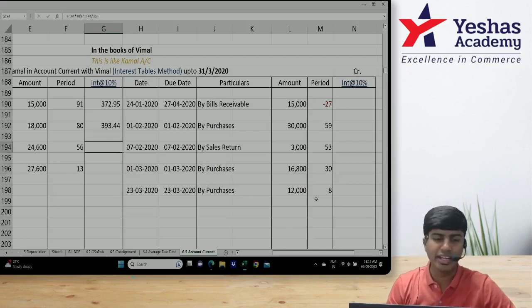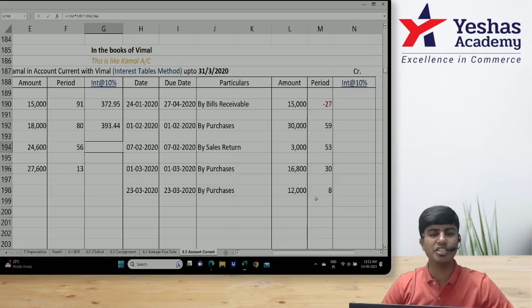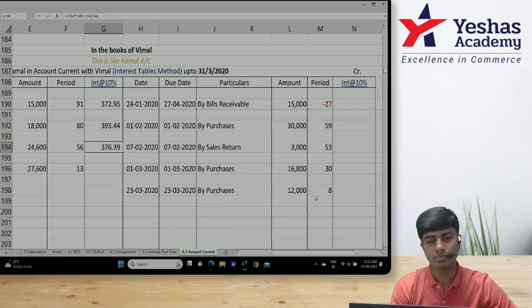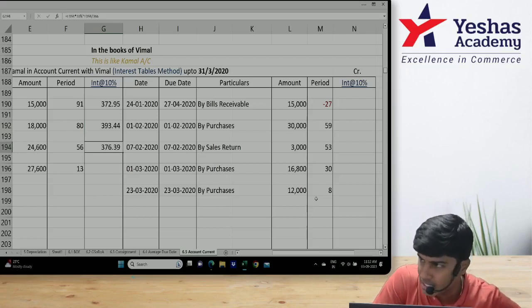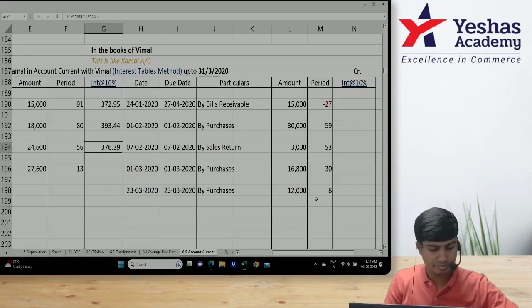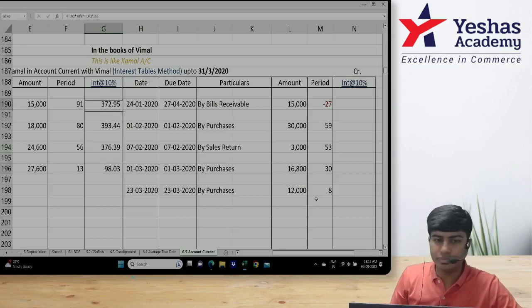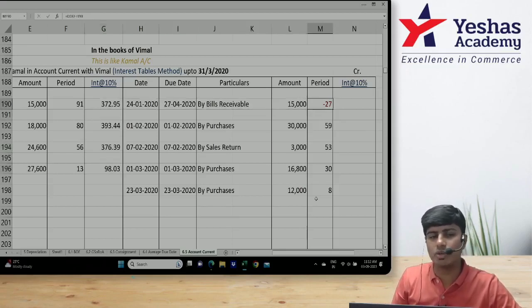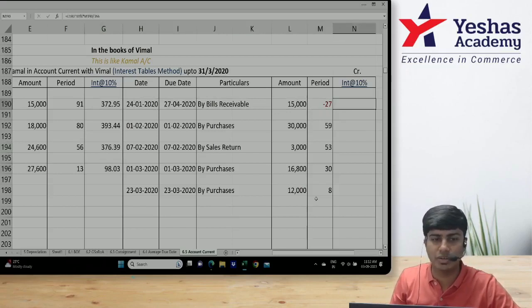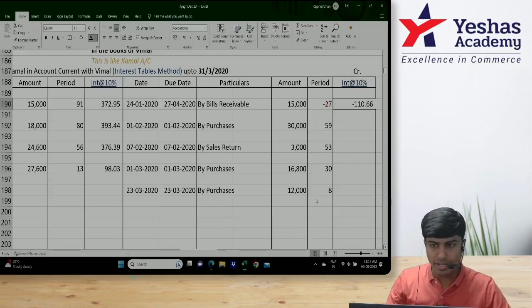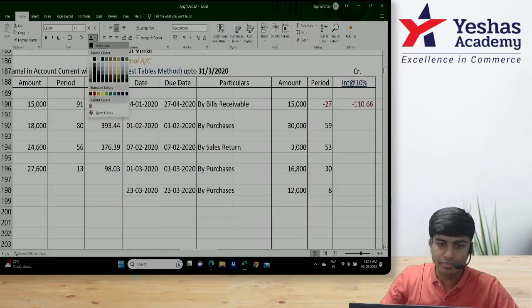393.4. Next, 24,600 into 56 by 366 into 10%. 376 point. Then 27,600 into 13 by 366 into 10%. 98 point. Okay, this side 15,000 into minus 27 by 366 into 10%. Minus 110 point. We'll keep it red.